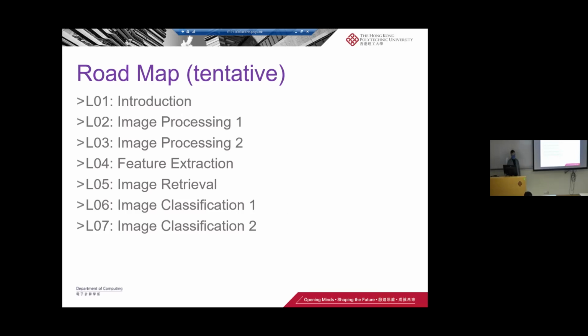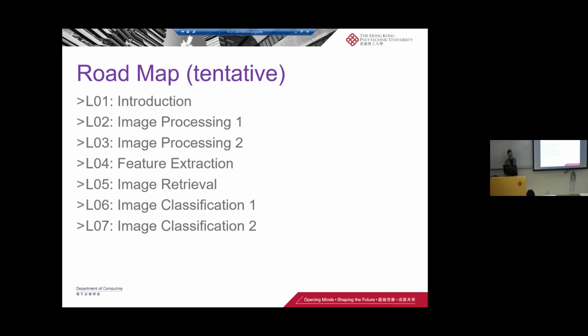After feature extraction, we're going to learn image retrieval. I guess you have used a lot of image search through Google. That means you can search images with either text information or using an image as an example to conduct a retrieval. We are going to learn how we can do that with the methods we have already introduced. And after that, we will introduce image classification. The cat recognition example is a typical image classification task.